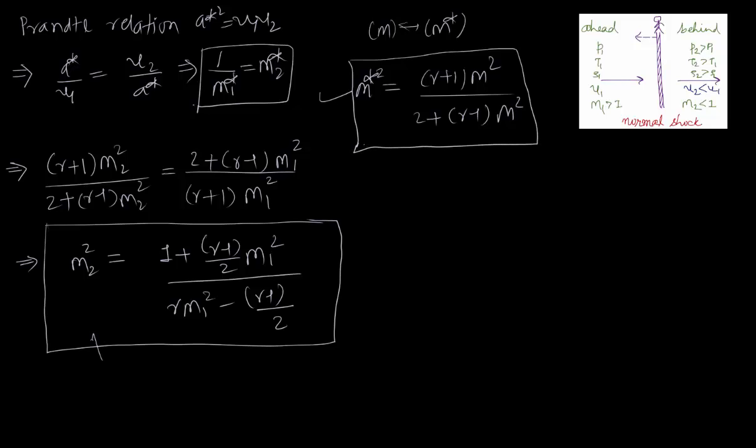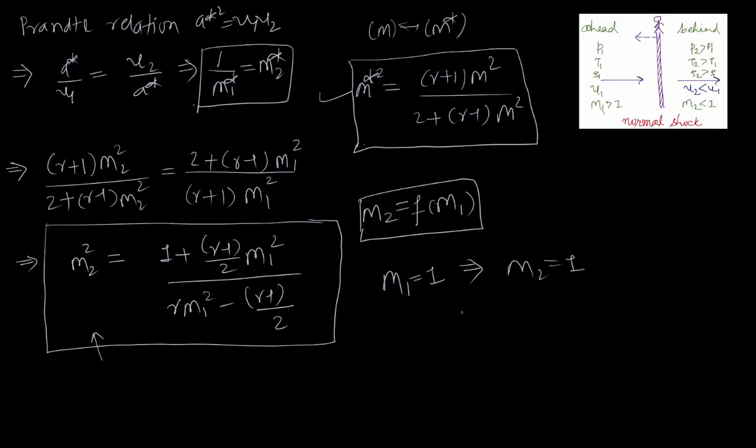So from seeing this equation, we can say that Mach number behind the shock, which is M2, is a function of only the Mach number ahead of the shock, which is M1. So M2 is only a function of M1. Suppose that M1 equals 1, this will imply M2 equals 1. It is nothing but infinitely weak shock. It is also called Mach wave or a sound wave.